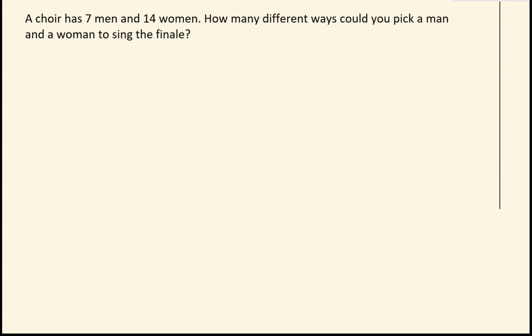Same idea, a choir is 7 men and 14 women. We want a man or woman to sing the finale. So you would just do 7 times 14. How many men times how many women, because that's how many choices you've got.